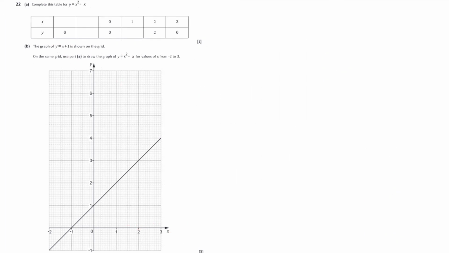Question 22a, complete the table for y equals x squared minus x. Okay, now with these tables that you need to complete, the easiest way is to use the table mode on your calculator if you've got a Casio. If you don't have a Casio, you really want to get one of these because they've got lots of features that are very handy for your exam that you miss out on otherwise.